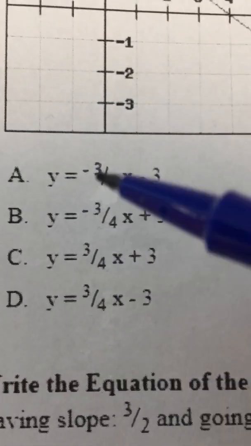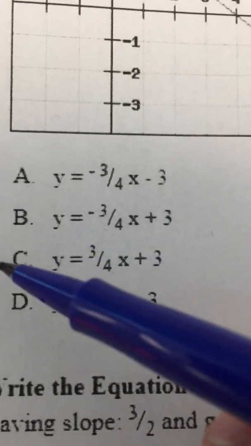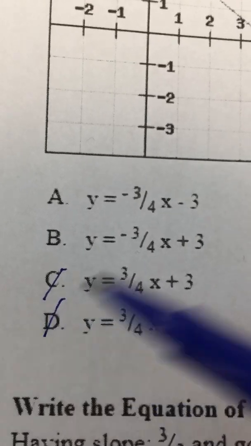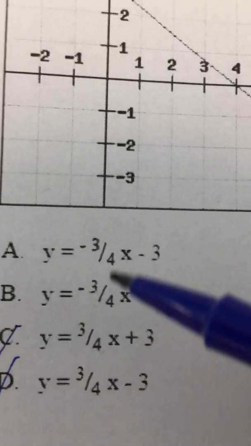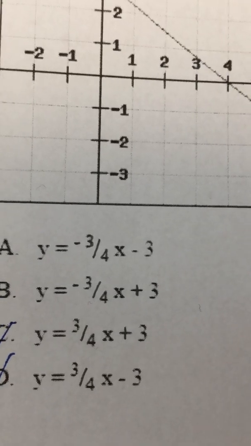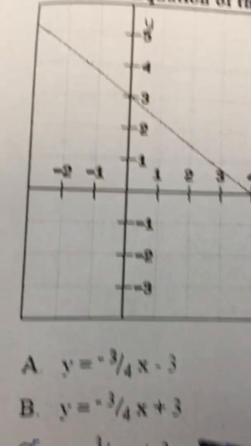So which answers could we get rid of? All of these that don't have a negative slope. So C and D we're going to get rid of because they have a positive slope. And my line is not positive, it is a negative slope. And since they're both negative 3/4, I don't even need to bother counting because it is going to be down 3 over 4. The question is the y-intercept: negative 3 or positive 3?